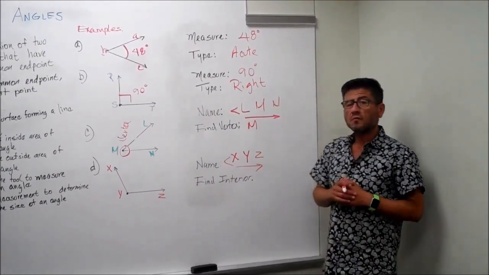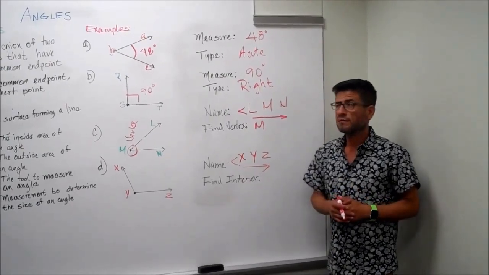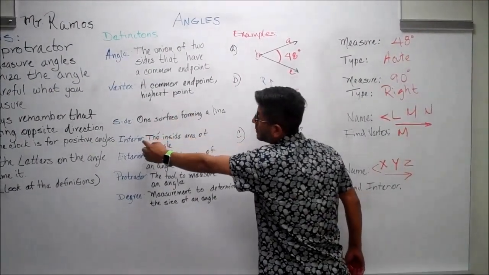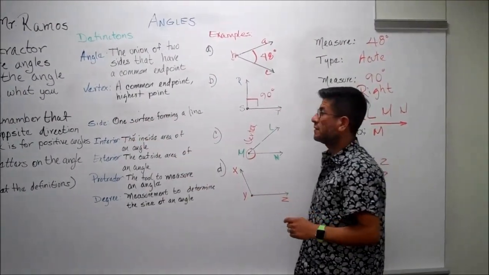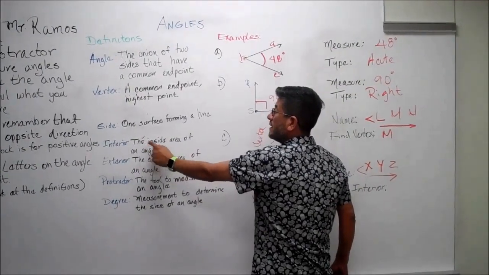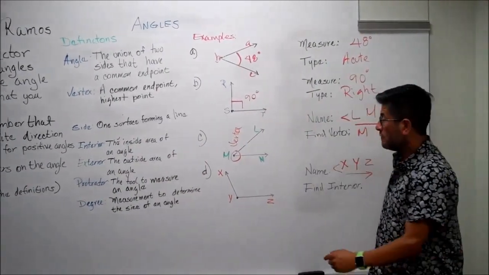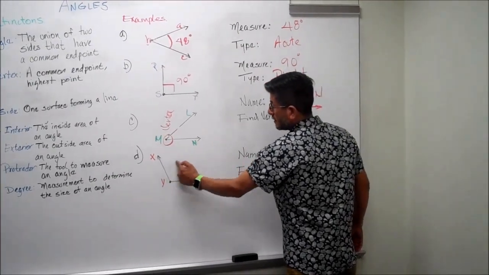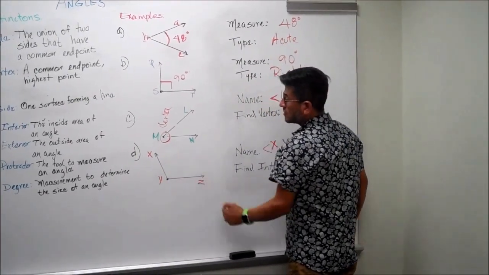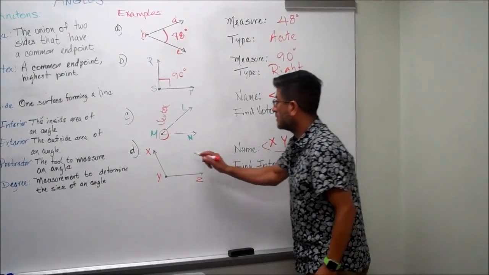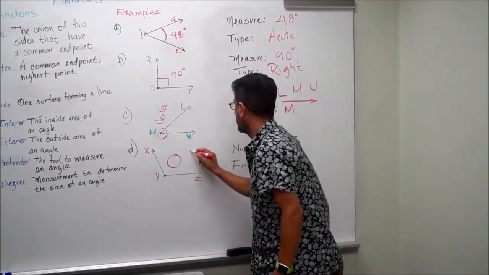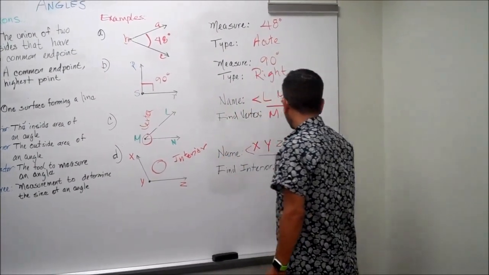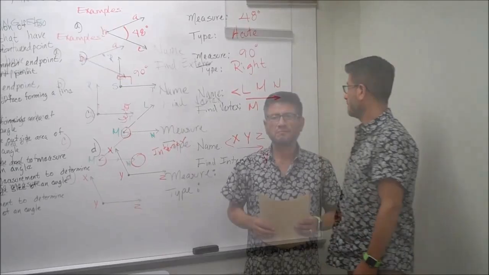And it's asking us now to find the interior. Look at your definitions, and you're going to find interior. What it says for interior: interior is the inside area of an angle. If you look at your angle right here, if you look inside, this is the inside, this is the outside. So what's your interior? The inside. So this is your interior, and it's on the letter Y.